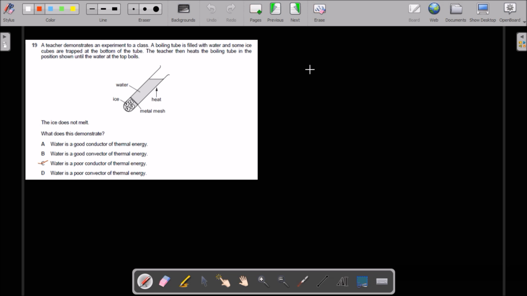So, the top part of the water is boiling, but at the bottom of the tube you can see ice. So it means water is a poor conductor of thermal energy. That's why C is right.